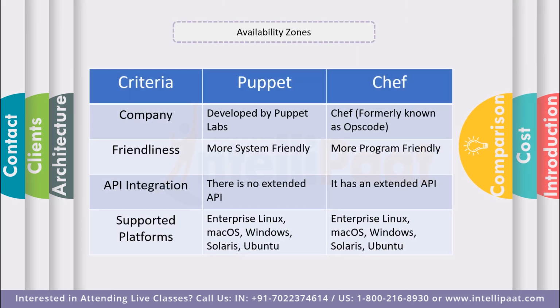The company which developed Puppet is Puppet Labs, and the Chef company was formerly known as Opscode; right now it became Chef. Next is friendliness, which basically means whether the tool is friendly towards a certain aspect. Puppet is system friendly and Chef is program friendly. System friendly in the sense it's pretty easy to operate and easy to set up.